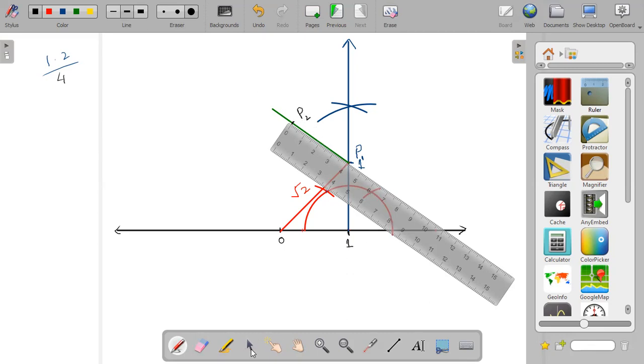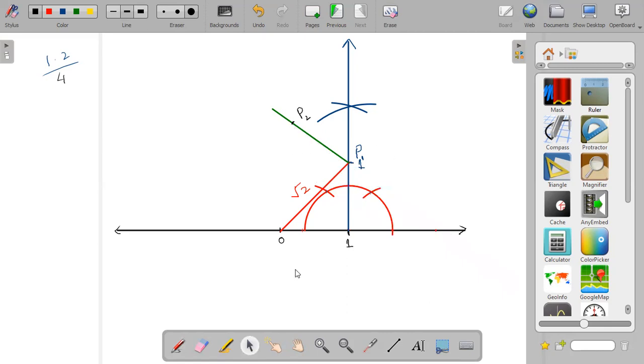And why have we taken this P2 distance? This is 90 degrees, always 90 degrees. You can also use the protractor to draw the 90 degrees. And what will be the value of this distance? If you see the triangle OP1P2, I will join O to P2. You see this triangle, which triangle? This OP1P2 triangle. I'm talking about this triangle.